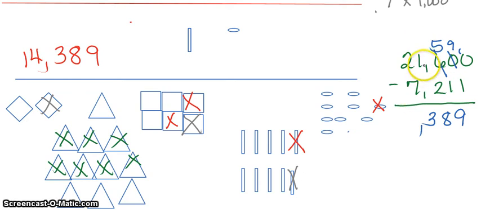And then we had to start all over with our borrowing. At that point, we ended up borrowing and had 11 in our thousands place. So 11 minus 7 was 4. And we had to borrow from the 2 in order to do that. So you were left with 1 in the 10 thousands place, 14,389.